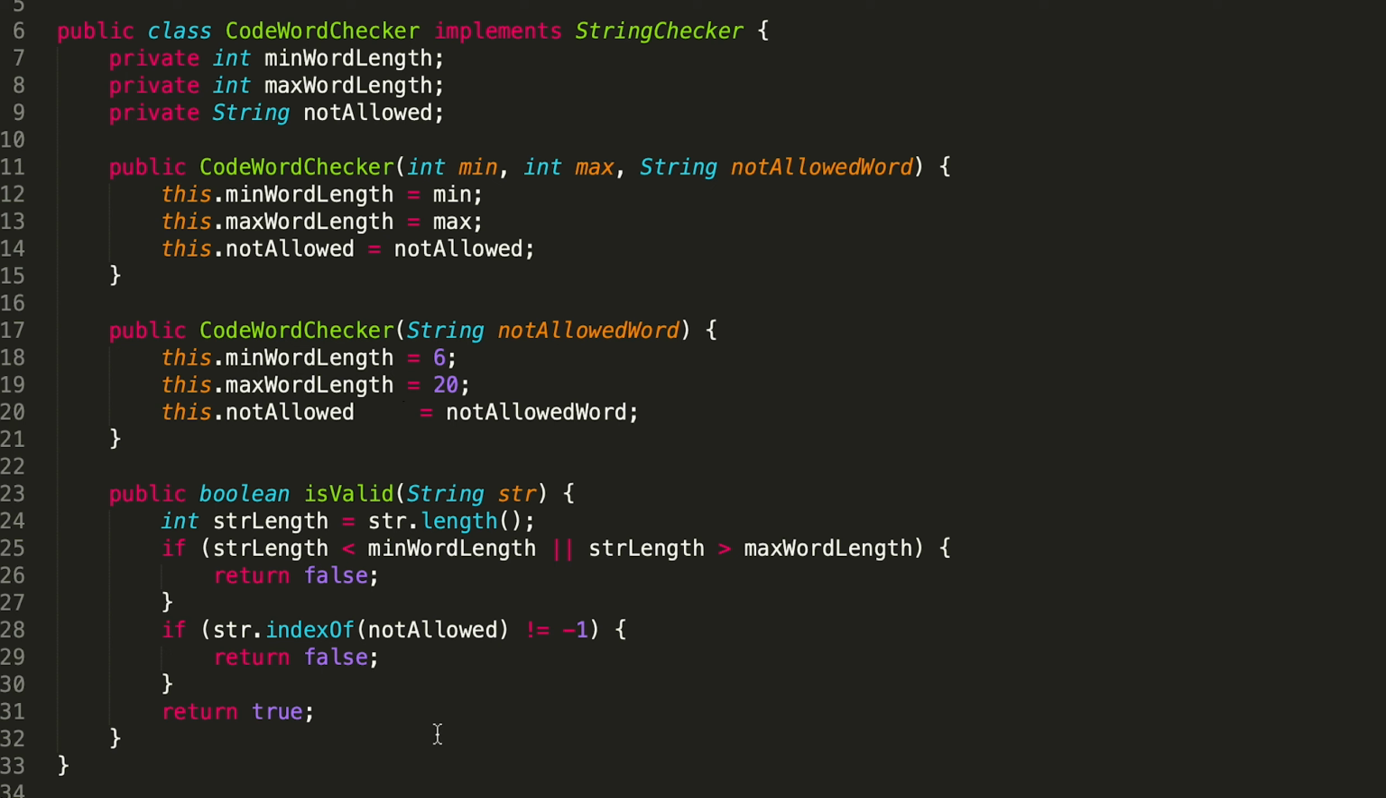We have our isValid method, which we were required to implement because we're implementing this StringChecker interface, where we get the length of the string that's being passed in, we compare it to the min word length and max word length, returning false if it fails either one of those, and then we check whether the not allowed string is included within the string that was passed in, returning false if it was included, and otherwise, if it passed all 3 of those checks, we return true.